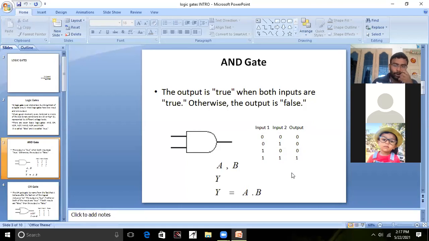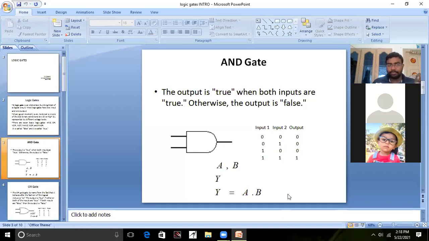Guys, the important point here is that the AND gate is the first gate in the basic gates. The AND gate is used for multiplying the digital inputs. If I take A and B as my inputs, your output Y is equal to A into B. And in the truth table, when and only when the two inputs are high, your output will be high, or else the output will always be low. This is about the AND gate.